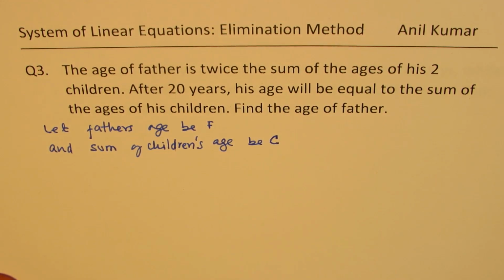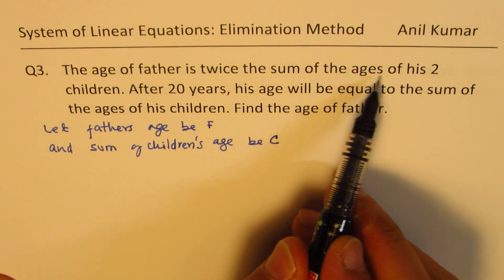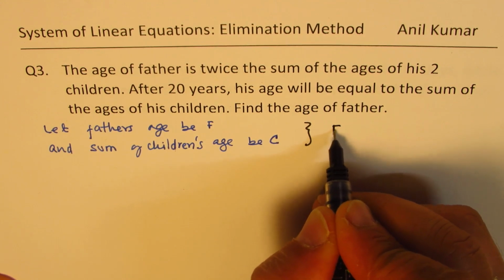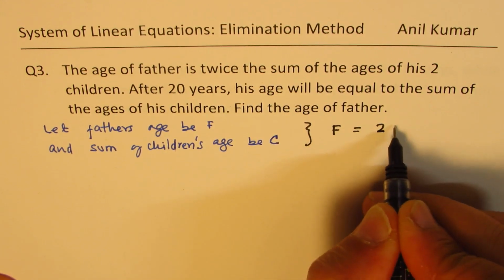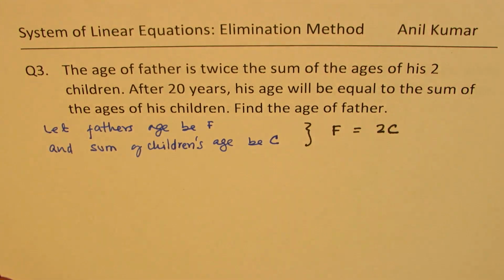So from the first condition, which is age of father is twice the sum of ages, we get one equation, which is age of father is twice C, correct? C is the sum of ages of 2 children.